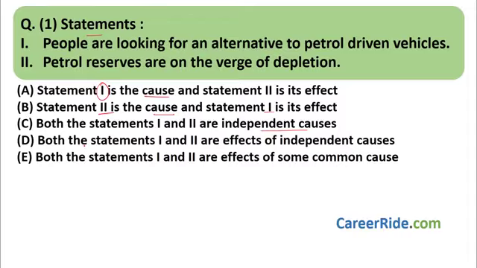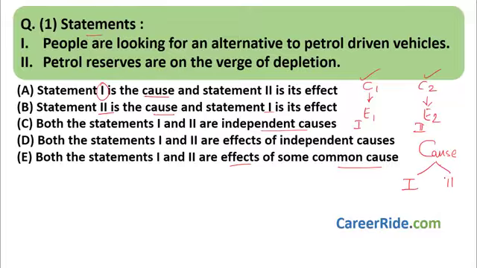Fourth option is both the statements 1 and 2 are effects of independent causes. That means there are two causes, C1, C2, and both of them have independent effects, effect 1 and effect 2. These two statements, statement 1 and statement 2, are both effects and each of them is the effect of some separate cause. They are not at all related. Fifth option is both the statements are effects of some common cause. So there is some common cause over here and both the statements are effects of this common cause only.